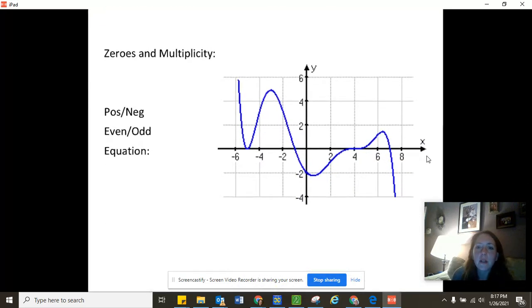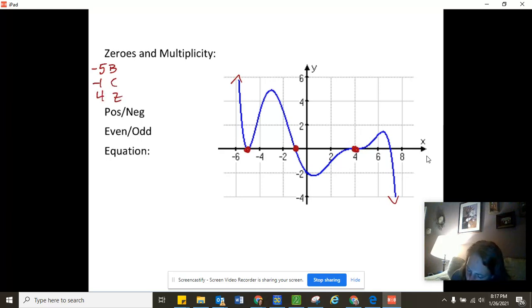So with this one, I have another one, and typically they should have arrows, but sometimes when you find graphs somewhere, they don't. What are you gonna do? So for zeros and multiplicity, I'm going to look along the x-axis, and right here at negative 5, I have a bounce. Then at negative 1, I have a cross. And at 4, I have a zigzag. And at 7, another cross. It's supposed to be 7.